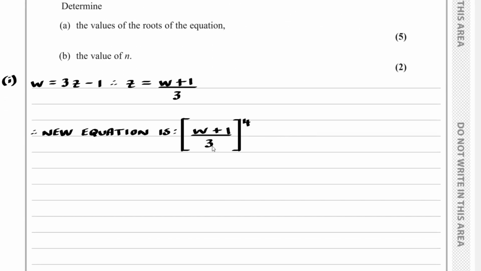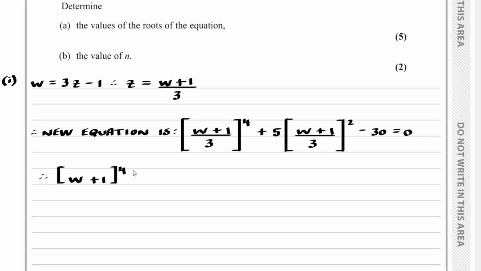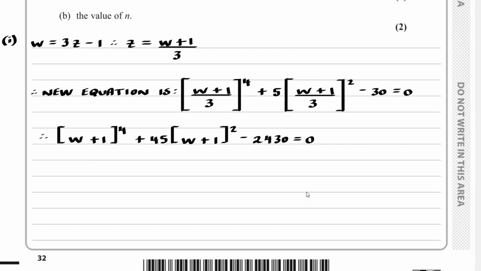So for our new equation, we have ((w plus 1) over 3) to the 4 plus 5 lots of ((w plus 1) over 3) squared subtract 30 equals 0. And if I multiply through by 3 to the 4, we have (w plus 1) to the 4 plus 45 lots of (w plus 1) squared subtract 2430, this is equal to 0.